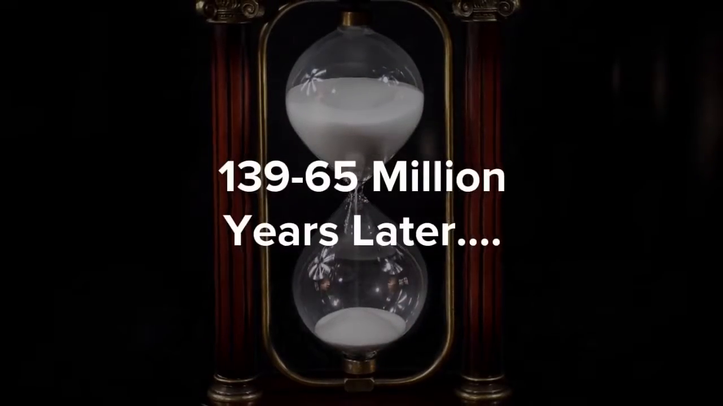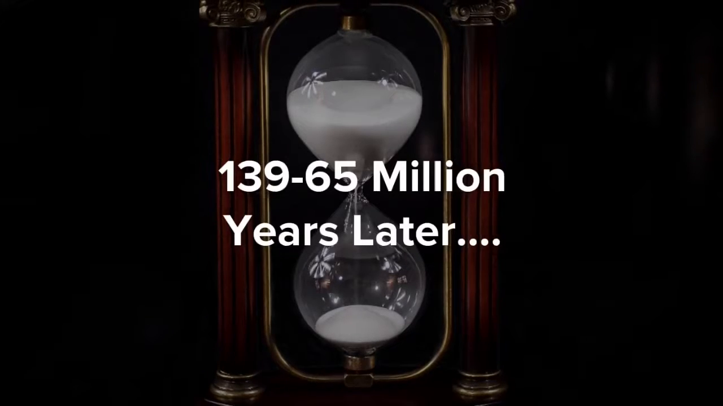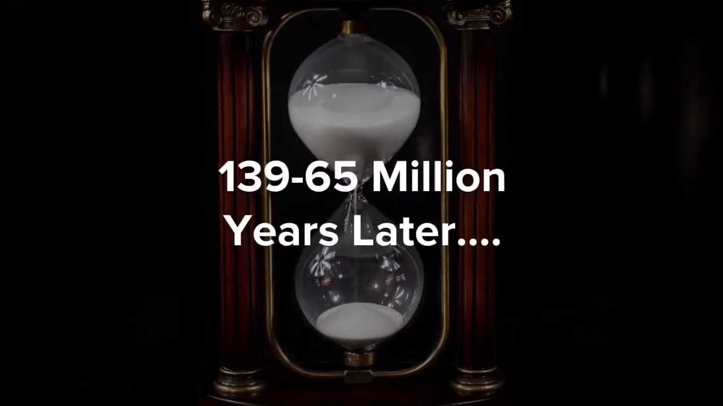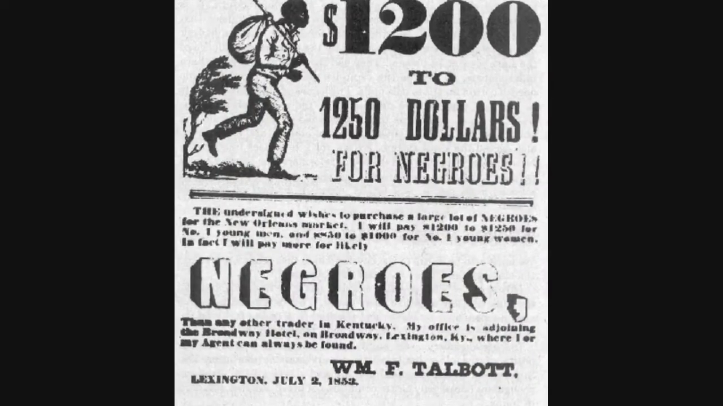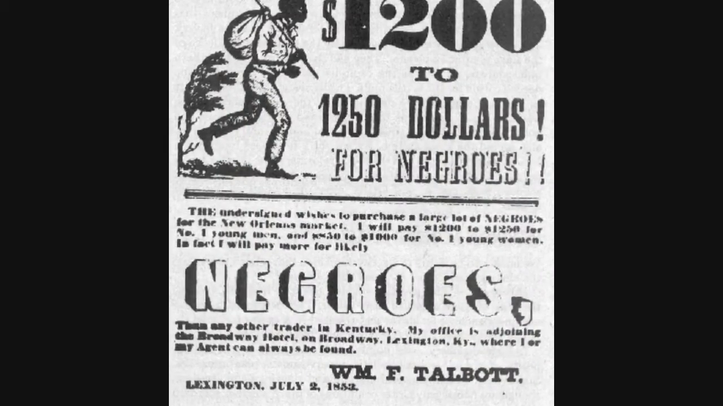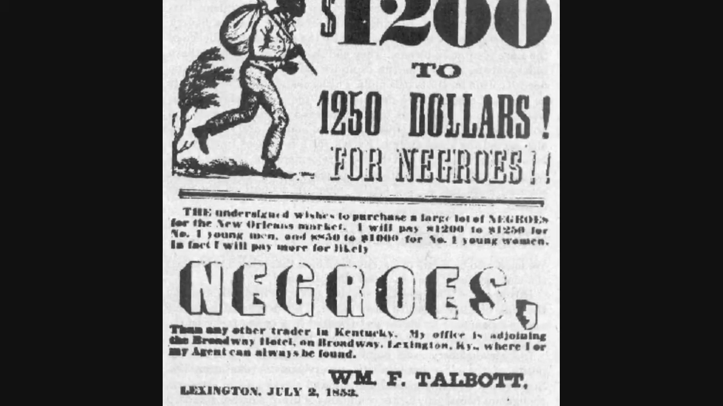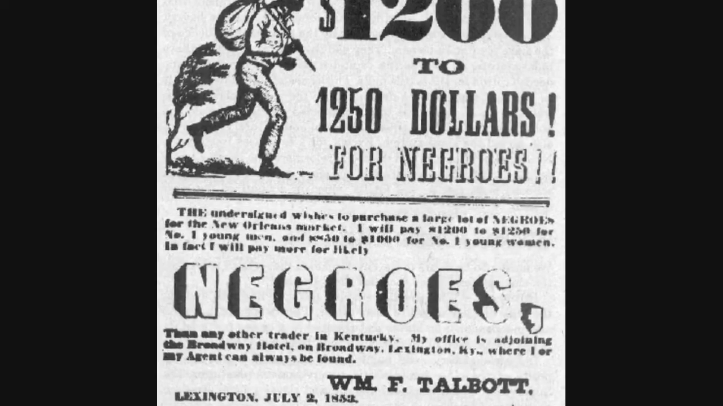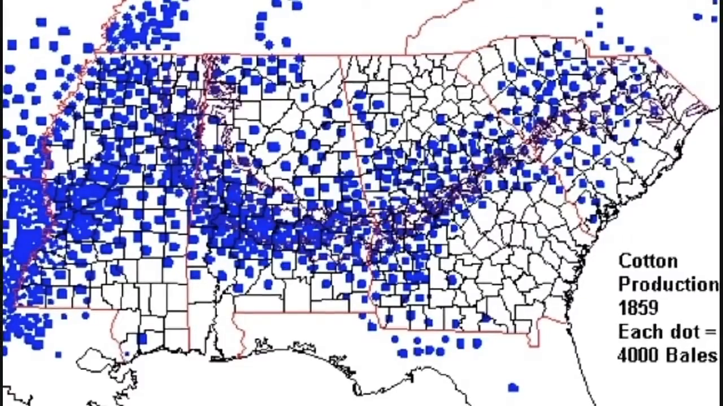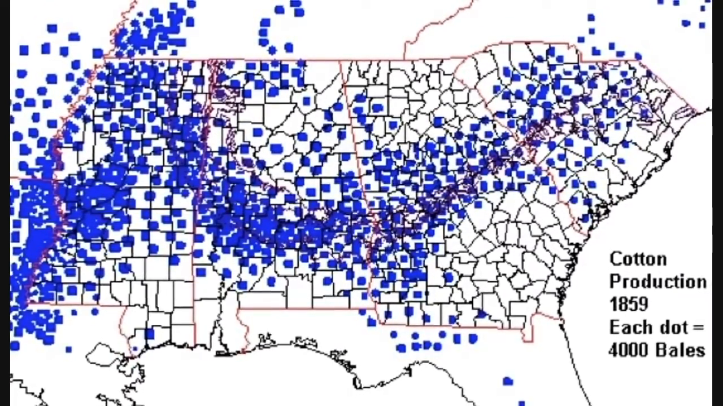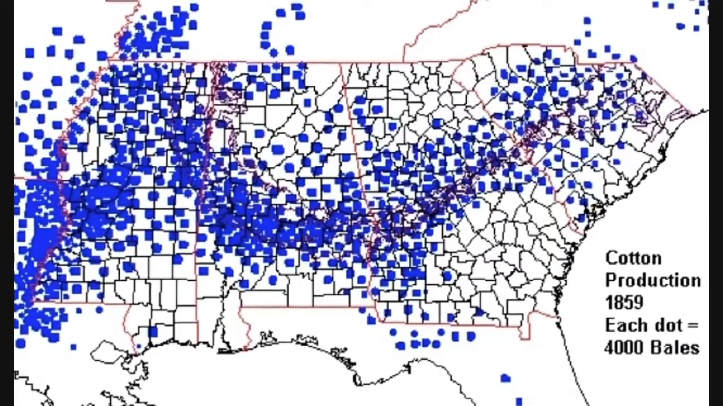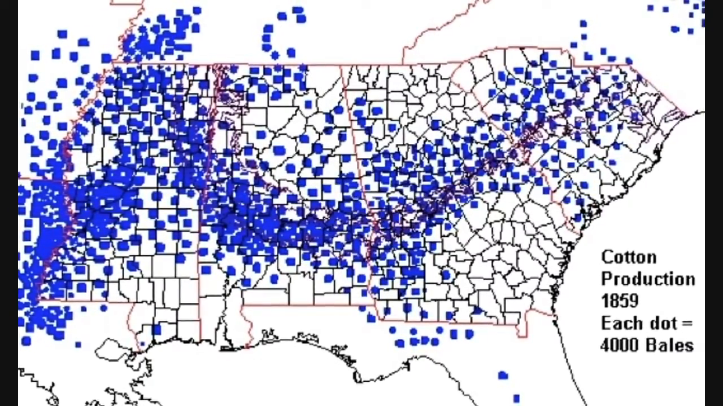Now we flash forward from 139 to 65 million years to the middle of the 1800s. The Cretaceous Inland Sea had created incredibly fertile soil, and that soil was being worked by African slaves who had been imported by Euro-Americans against their will. In fact, if we look at the most productive cotton plantations in the 1800s, we'll see that it almost completely mirrors the coastline of the Cretaceous Inland Sea.